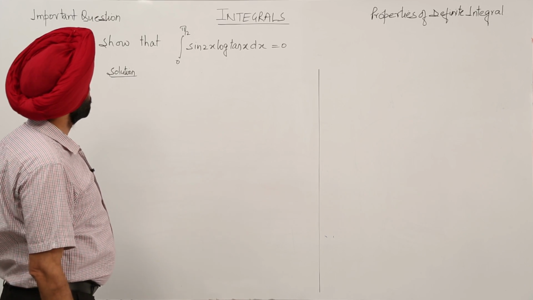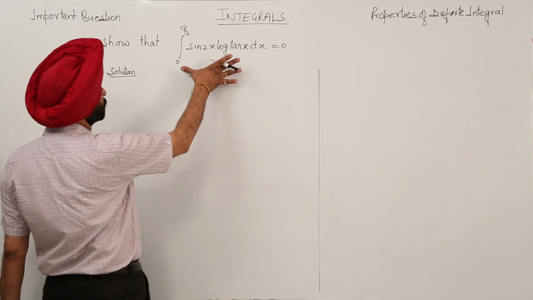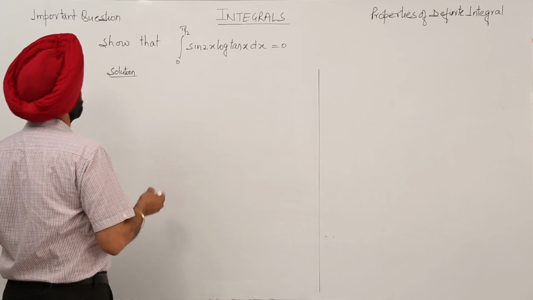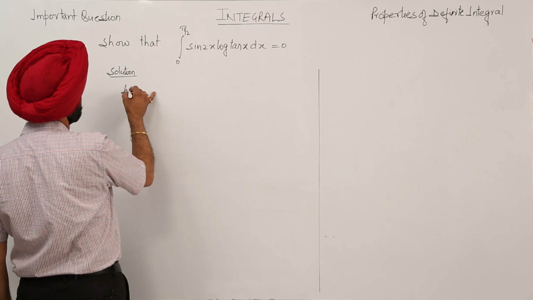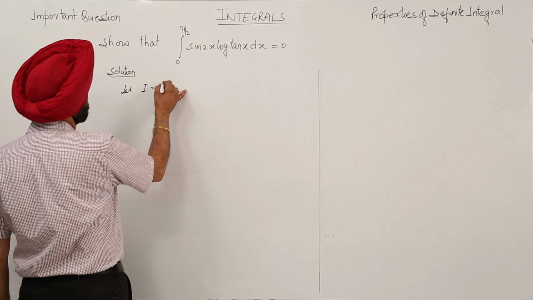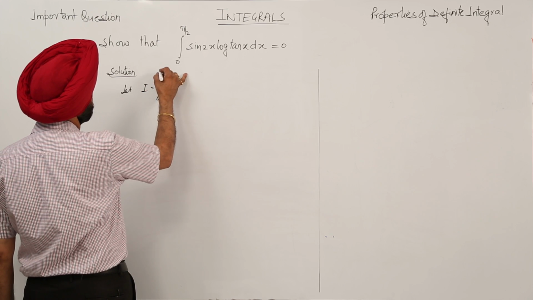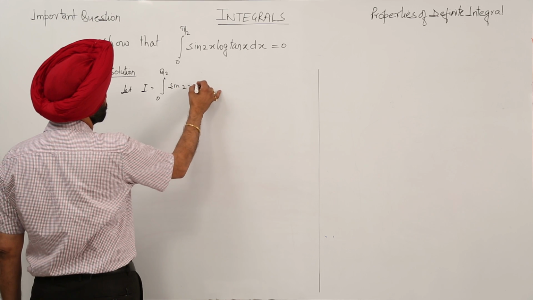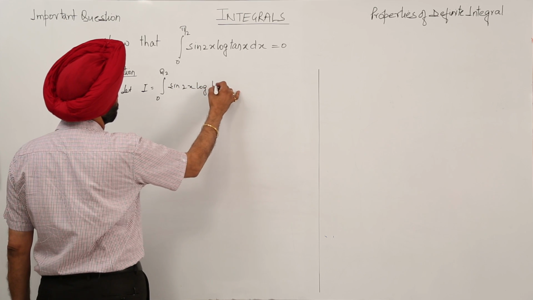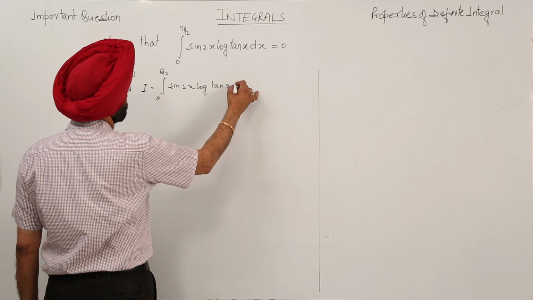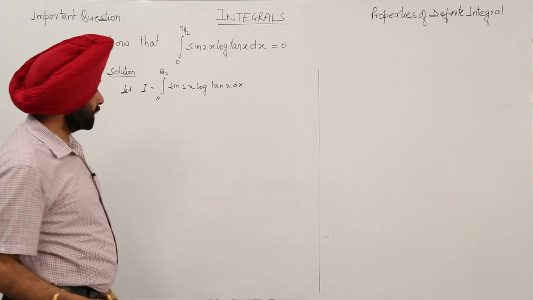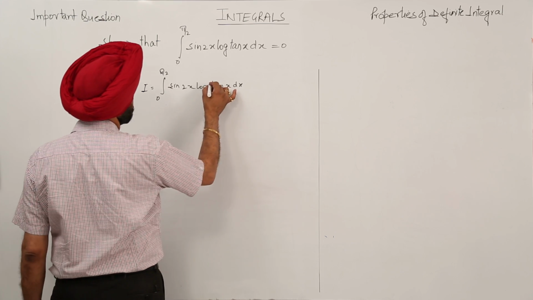In this question we have to show that the result of this integration is 0. Okay, so now let I be equal to the integration from 0 to pi by 2 of sin 2x log tan x dx.